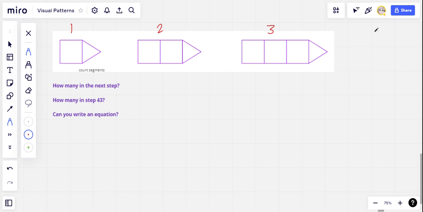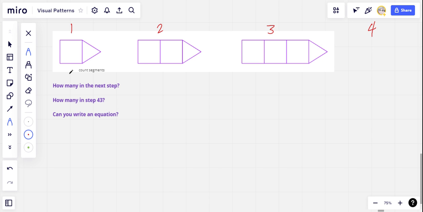So the challenge here would be for you to predict how many line segments are going to be in step four. If you can do that, maybe you can figure out how many are in step 43, and maybe you can write an equation along the way that you could use to predict the number of line segments in any step at all. So that's the challenge. If you'd like to accept it, pause the video and see how it goes.